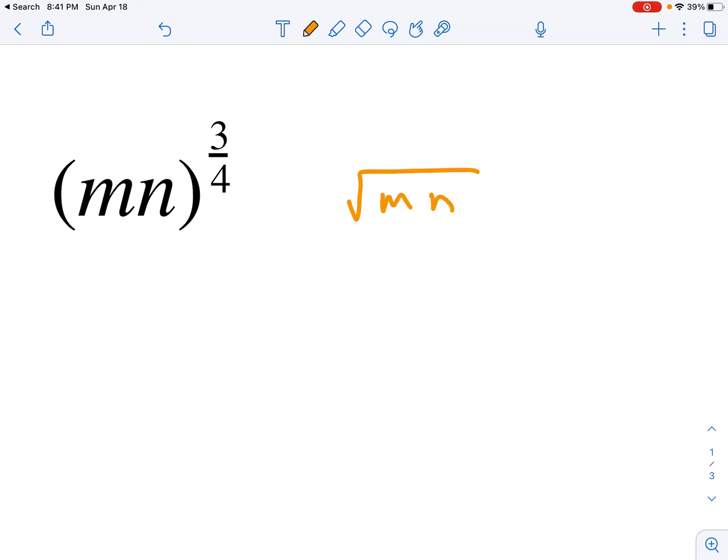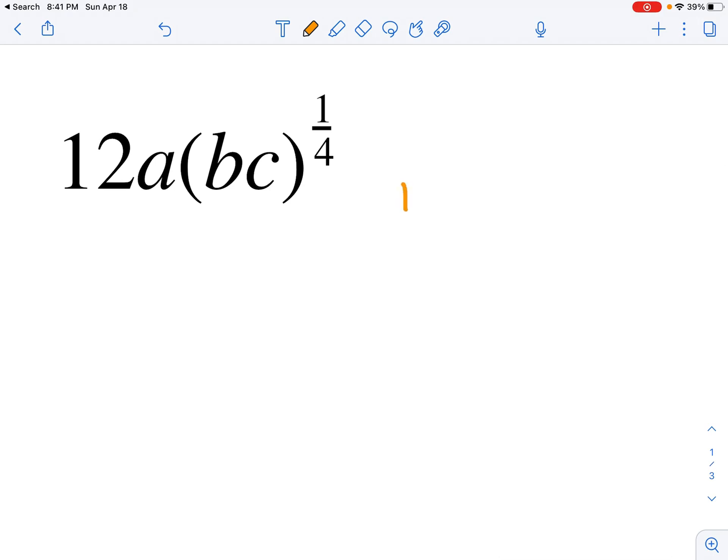M and n are both under. 4 would be my index. 3 would be my exponents. And I do need all of those, but I think I could actually rewrite this to make it look a little bit better. And that would make it look a little bit better, and it means the same thing.